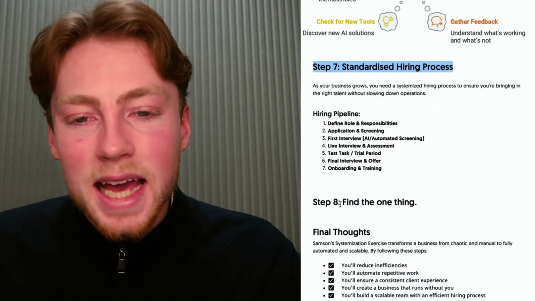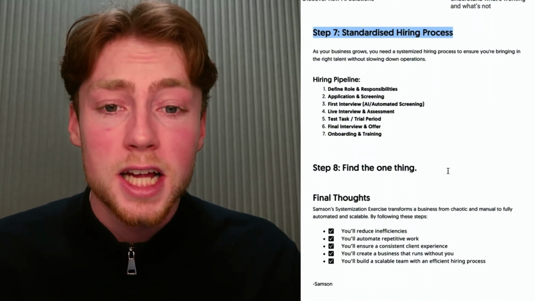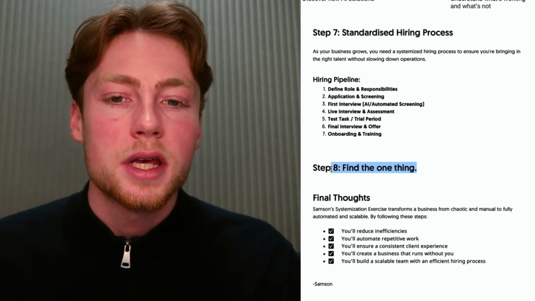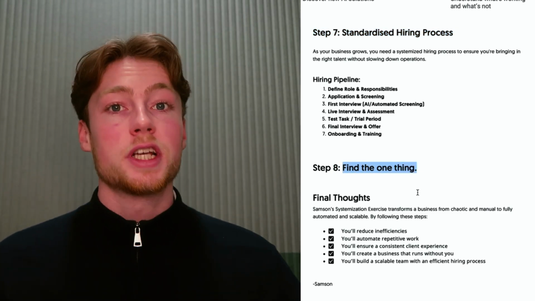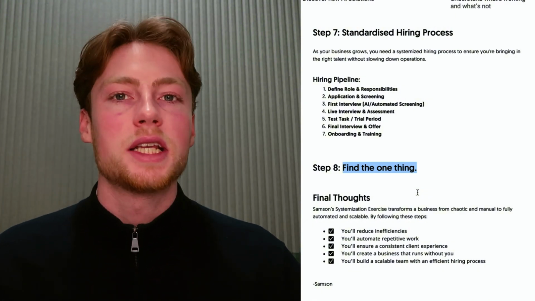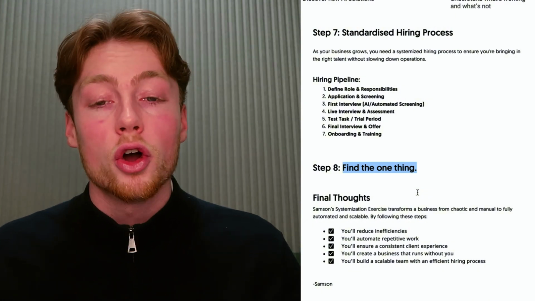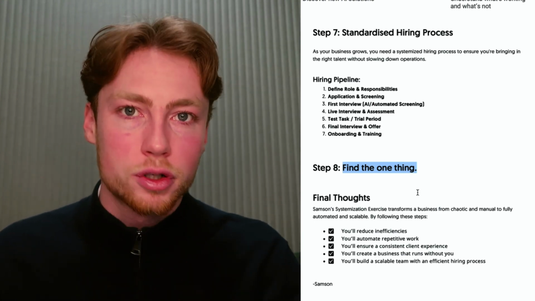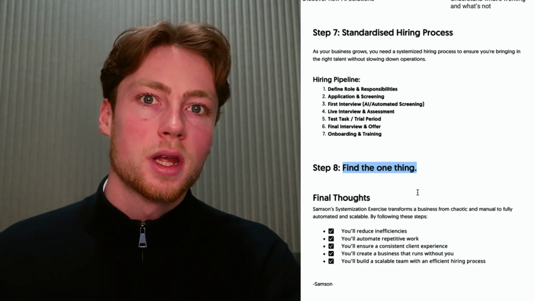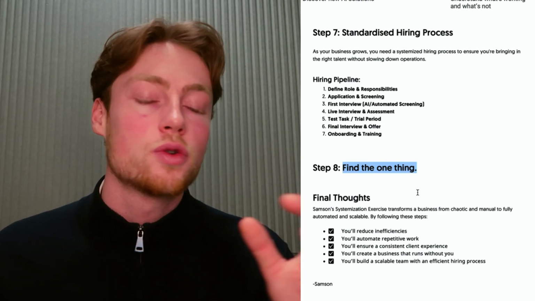Okay, step 8, and this is the final step, which is very brief, is finding the one thing. Okay, what I think a lot of businesses should do, just to systemize even further and just have a clear idea of how their business works and how they're going to grow, is finding the one thing that directly contributes to their growth every single time. Every business has it, okay, whether they want to admit it or not.